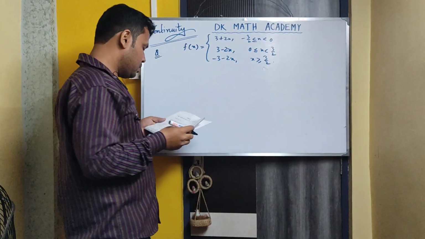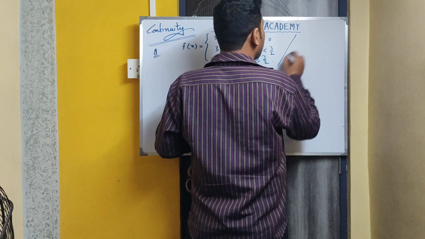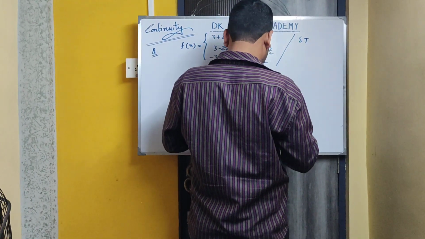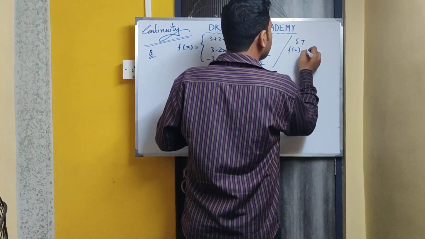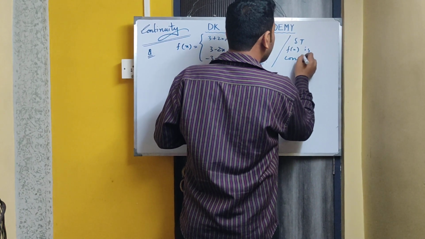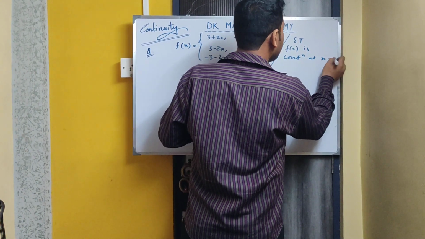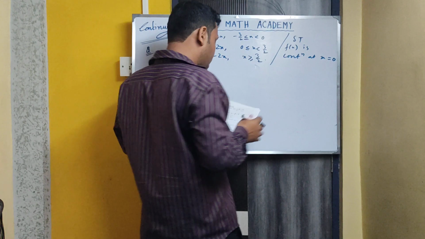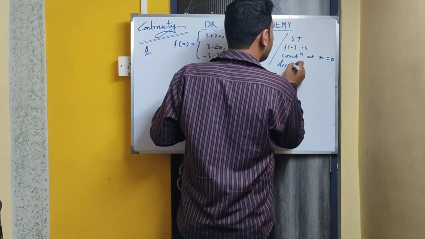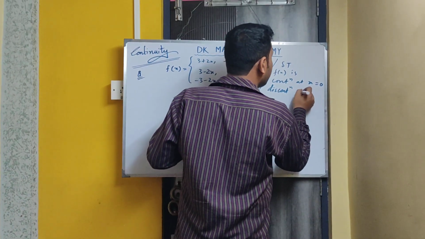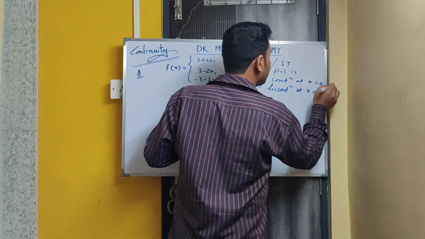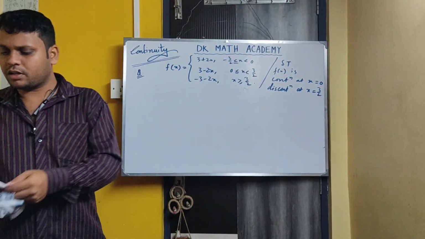This is the question. We have to show that f(x) is continuous at x equals 0 and discontinuous at the point x equals 3 by 2. This is our question. Next question.